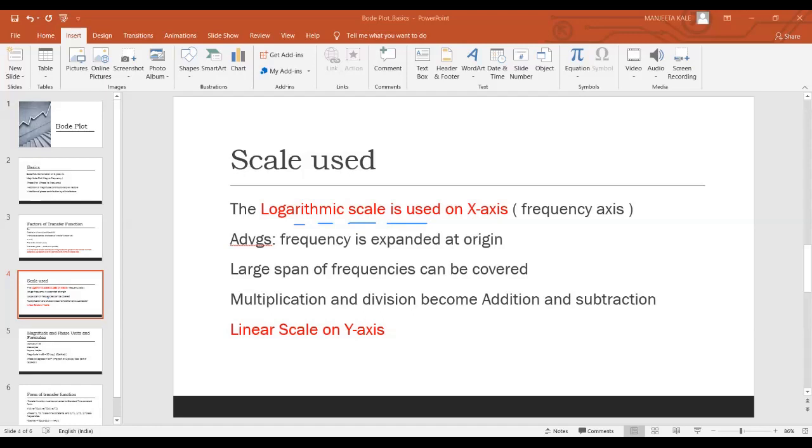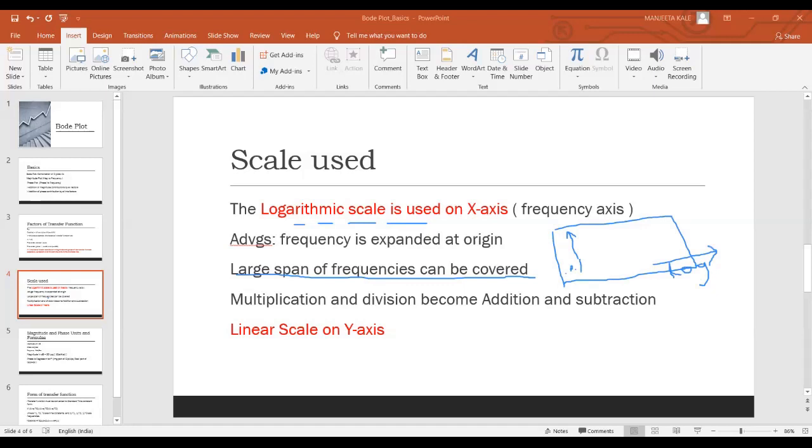First two advantages, what we were talking about, large span of frequencies can be covered. Now on your scale, suppose now this is your semi-log paper, we call it as semi-log paper. On x-axis, you have logarithmic scale and on y-axis, you have linear. Now, when we are talking about this logarithmic scale, this frequency is logarithmic frequency, right? So at one point, the frequency is say 0.1. Then next, we have 0.01. Then we have 1.